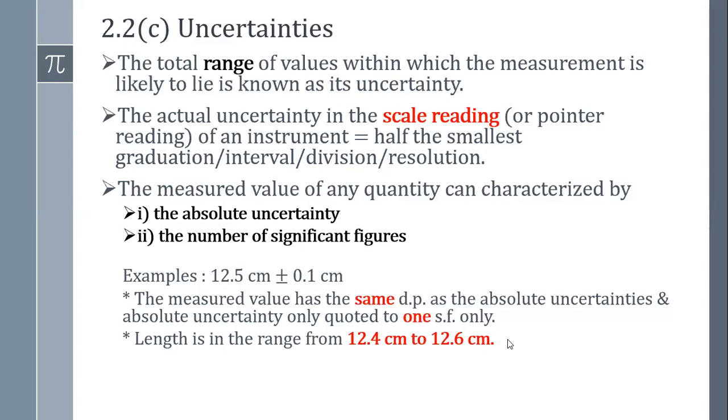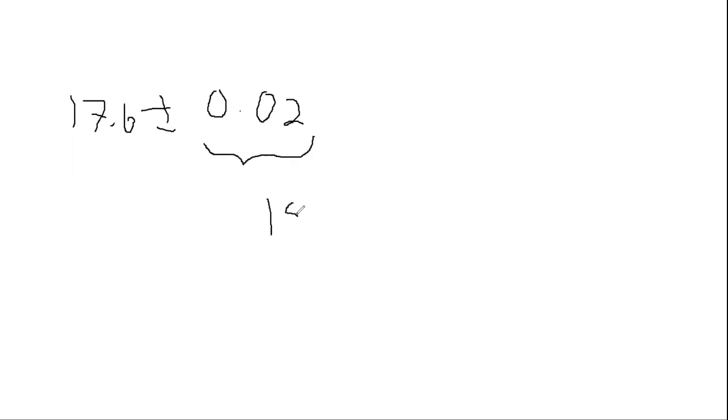Let me go to the whiteboard just to explain some stuff. Let's say you got 17.6 plus minus 0.02. Is it a correct way of writing the uncertainty? Does it follow the two rules? For the first rule, check the number of significant figures. Is it 1 SF? Yes, it is 1 SF, so it obeys the first rule. Second rule, same decimal place. It's not the same decimal place, so it never obeys the second rule.